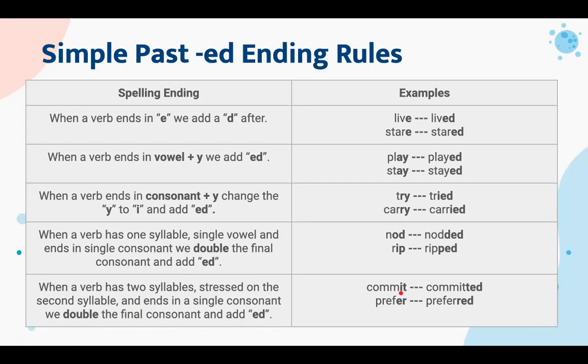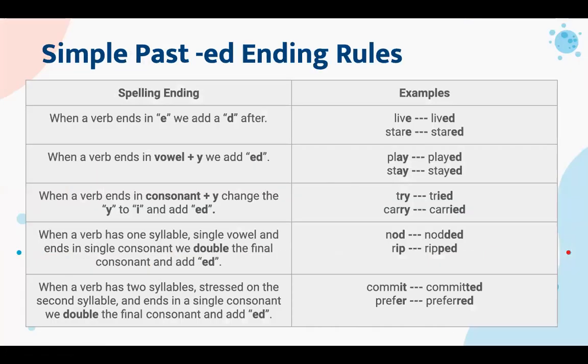But I'm not sure if we're going to look at verbs like this. Maybe not. Pero commit, prefer. Entonces, aquí está acentuada en mit y en fer. So that's why we doubled the last consonant.